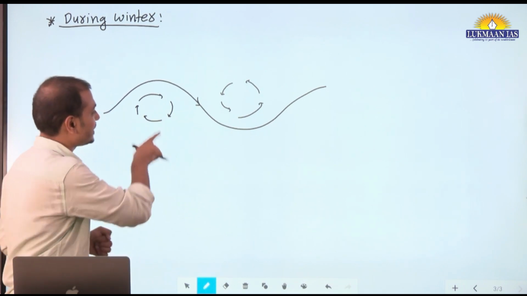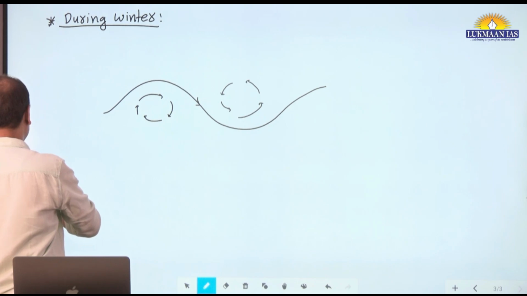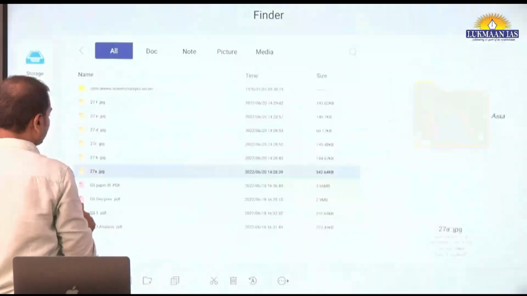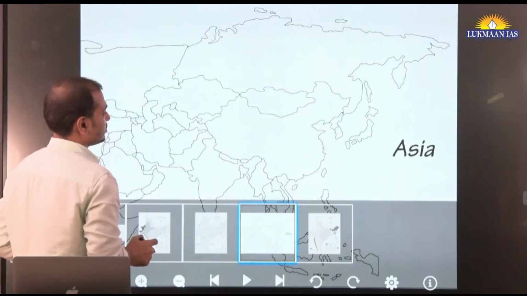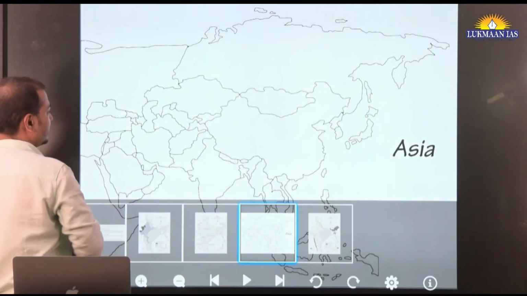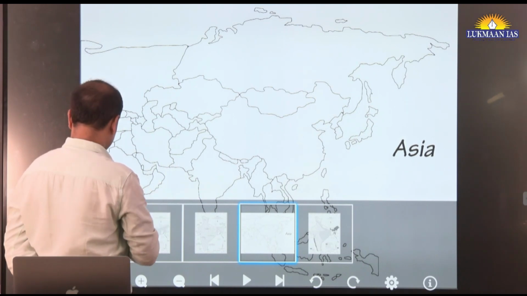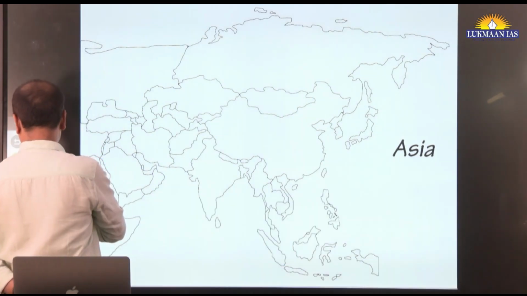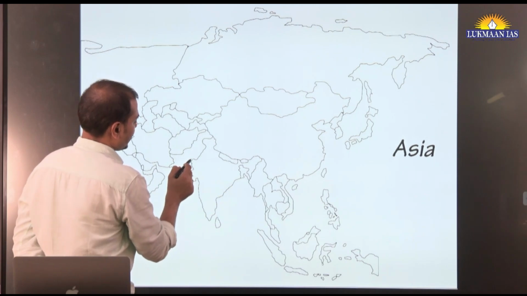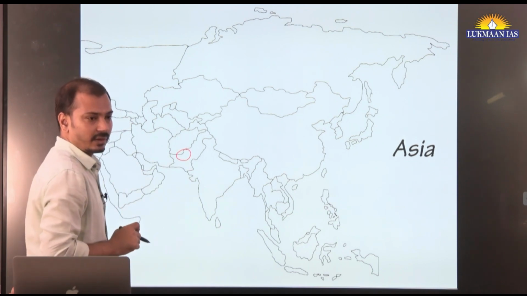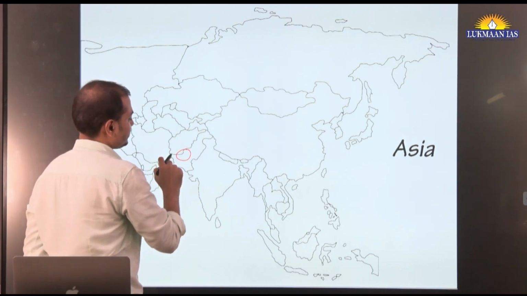ठीक है, अब मैं ये सेम वहां पे ड्रॉ करके दिखाता हूं, कैसे दिखता है. See here, where is Peshawar? Somewhere here. ठीक है, अब देखते हैं यहाँ पर क्या होता है.